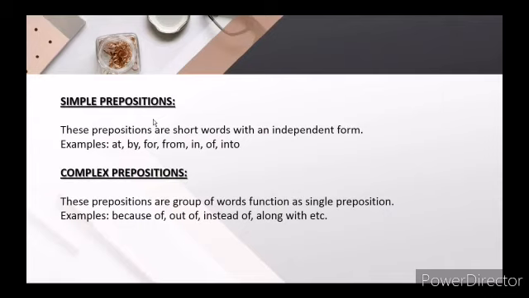Complex prepositions. These prepositions are groups of words that function as a single preposition. So, complex prepositions are those that are groups of words but function as one single preposition. For example, because of, out of, instead of, along with, etc. These are two words but they function as a single preposition.